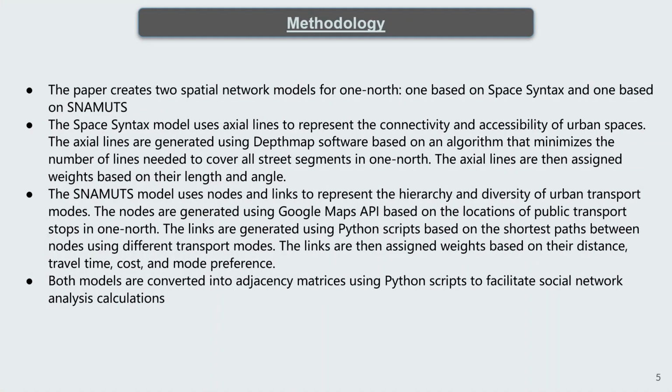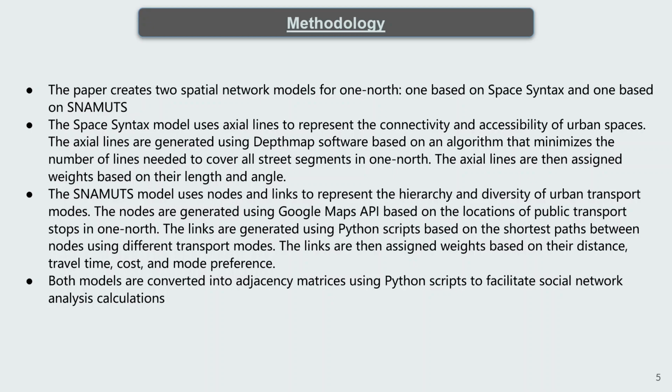The methodology adopted in this paper creates two spatial network models for One North, one based on space syntax and one based on SNUMMETS. The space syntax model uses axial lines to represent the connectivity and accessibility of urban spaces. The axial lines are generated using depth map software based on an algorithm that minimizes the number of lines needed to cover all street segments in One North. The axial lines are then assigned weights based on their length and angle.